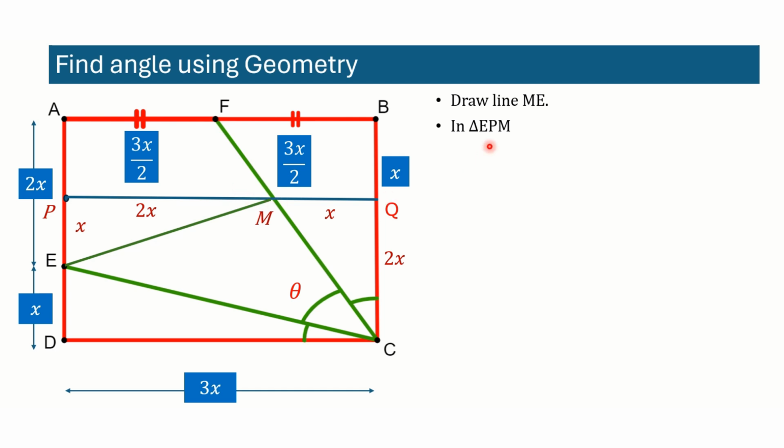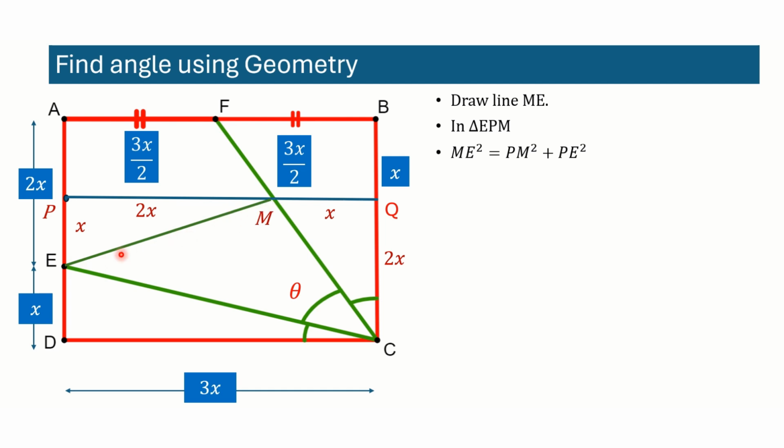So if you consider triangle EPM, this is a right angle triangle because this angle is 90, because this was a rectangle. So this angle is 90, then this has to be 90 because the sum of angles on a line is equal to 180 degrees. So EPM is a right angle triangle, so I can use Pythagoras theorem. This is 90 degrees, so this is the hypotenuse.